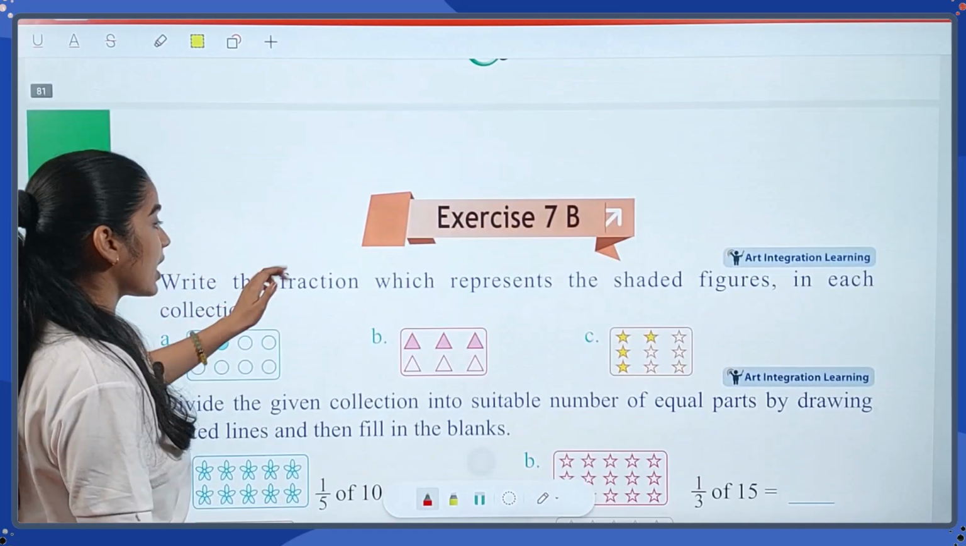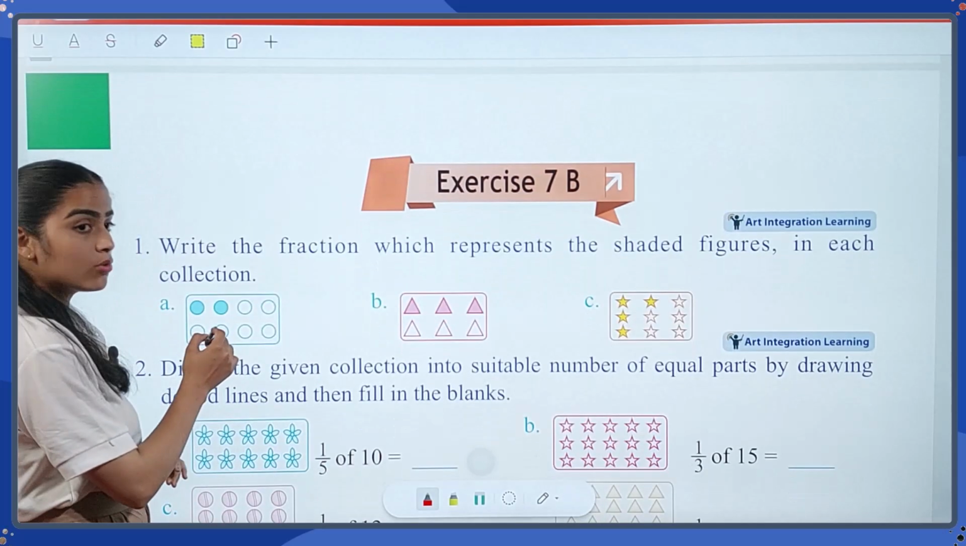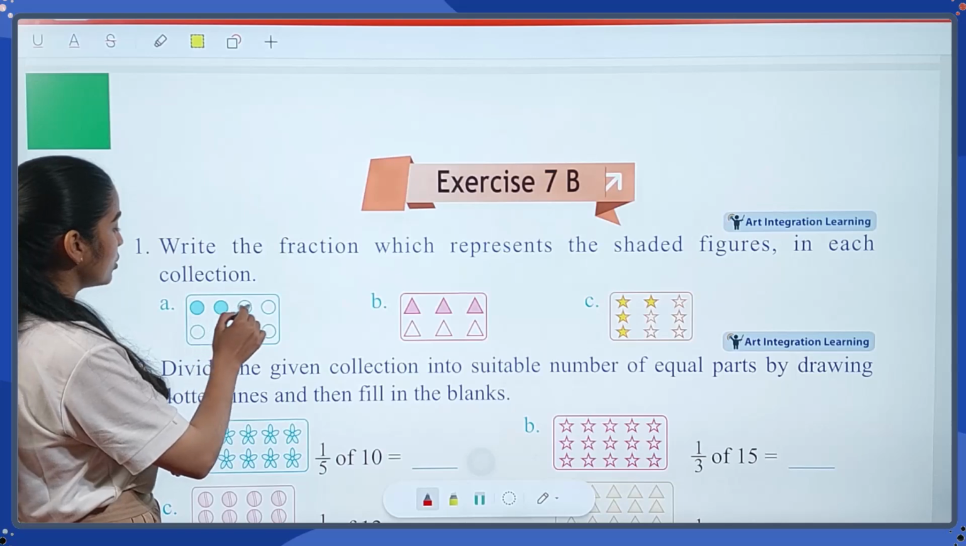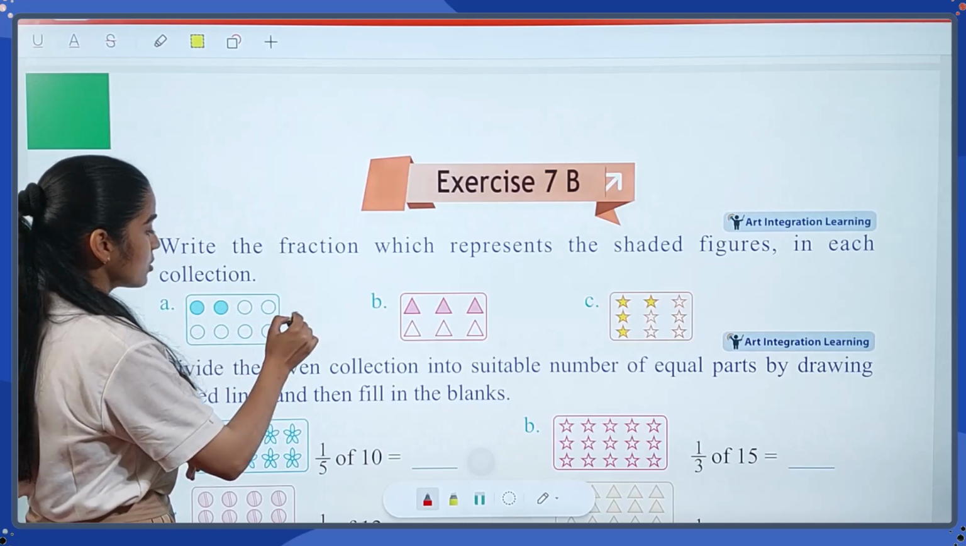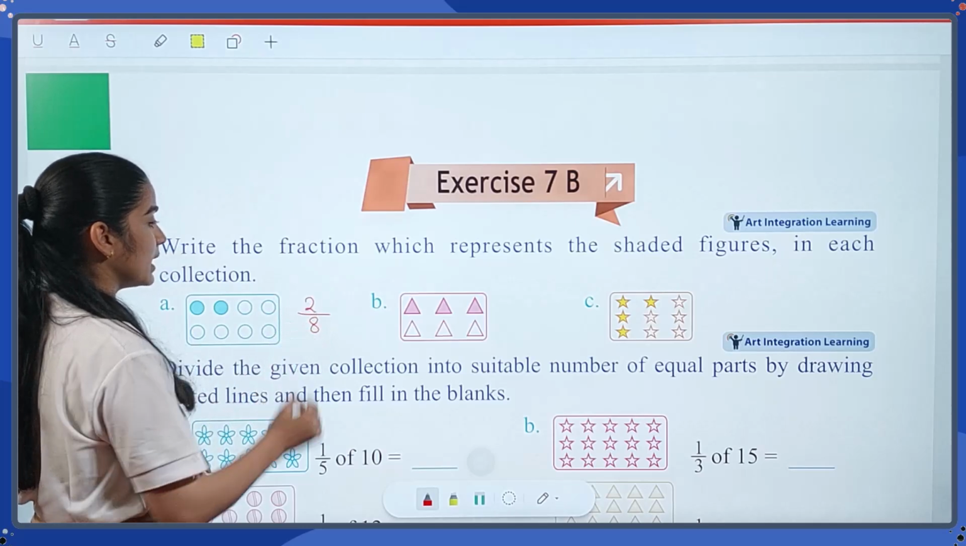So write the fraction which represents the shaded figure in each collection. So first we have to count how many total we have. 1, 2, 3, 4, 5, 6, 7, 8. So our denominator will be 8, and how many are shaded? Only 2. So 2 by 8 is your answer.